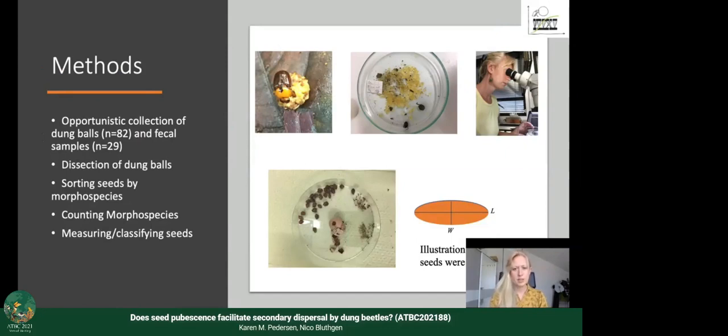I preserved these samples in silica and froze them, and then took them back to the lab where, under a microscope, I dissected the dung balls. We dissected the dung balls and we dissected the feces. And then we sorted the seeds by morpho species, so more or less like you can see here. For each morpho species, we took a count for the number of seeds in that dung ball or that defecate that belonged to that morpho species. And from there, we characterized some things about those seeds, like how long are they? What kind of surface? Do they have hairs?